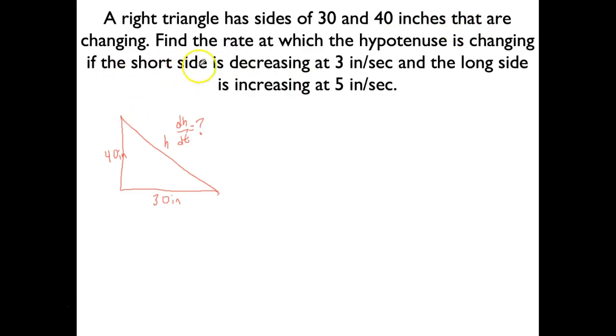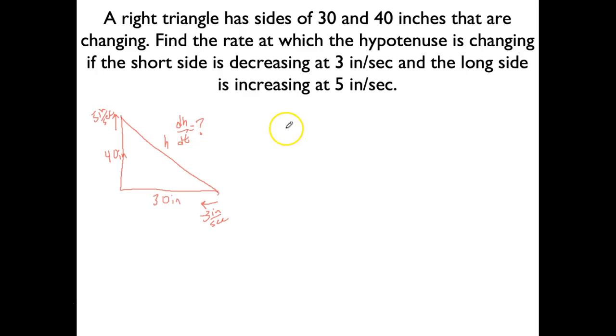It's changing if the short side is decreasing at 3 inches per second. Okay, well this is the short side, so it's decreasing at 3 inches per second. And the long side is increasing at 5 inches per second. Okay, so now that I got my picture drawn and everything labeled here, my next step is to find the formula I'm going to be using.